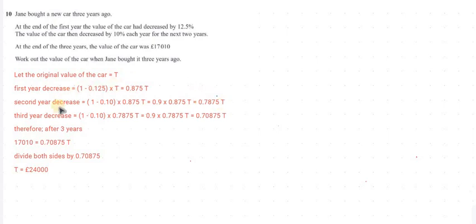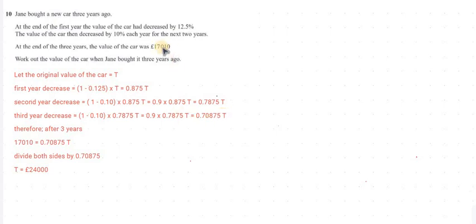Okay? And for the third year, it also reduces by 10%, which is 1 minus 0.10 times what I got at the end of the second year. That's 0.7875 T. So that's 0.9 times 0.7875 T. And you get 0.70875 T. Now, after 3 years, this is what you get.